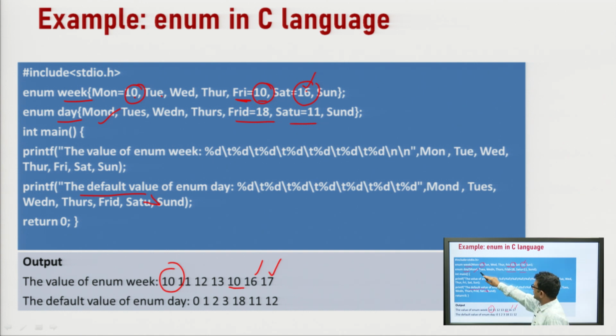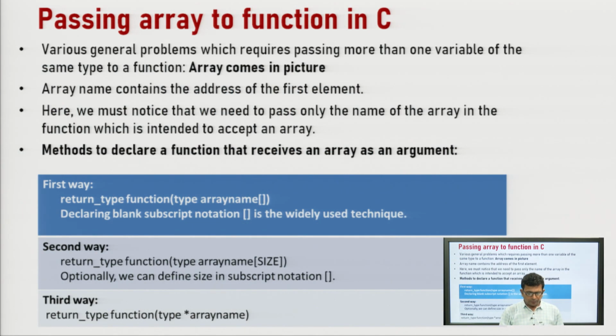Just see here for the second case, Monday is not initialized. So, by default it will start from 0. The compiler will automatically start with the default value, that is 0. The next is incremented by 1, 0 plus 1, 1. So, 1, 2, 3, this value is already assigned, so it will be printed as 18 over here. Now, next is 11, so 11 will be printed over here. Now, it is not assigned, so the next value is incremented by 1 from the previous value. So, 11 plus 1, how much, 12. So, this is how we can utilize the enum data type in an example of C programming. Now, the next question is, can we pass an array to a function.